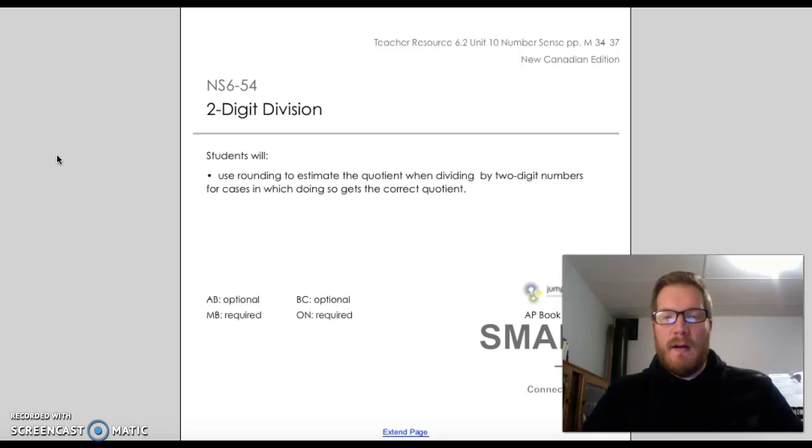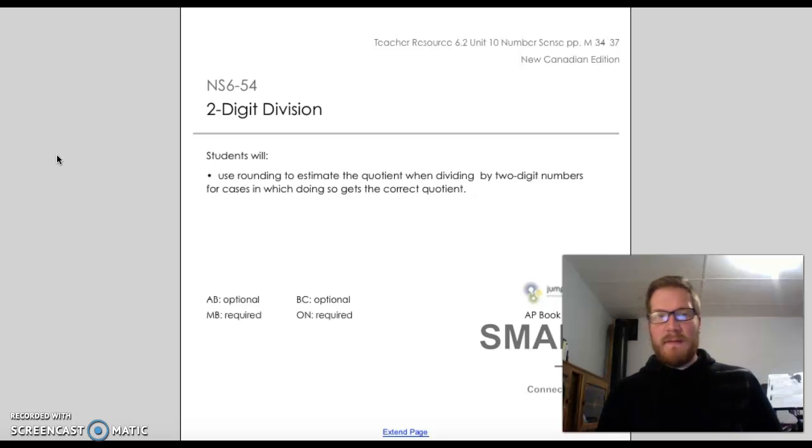And so our learning target by the end of this lesson, hopefully, is that we can use rounding to estimate the quotient when dividing by two-digit numbers for cases in which doing so gets the correct quotient, which is kind of a wordy way to say, hey, I can use my estimation strategies I know about rounding, and I can use those skills to help me do two-digit division.